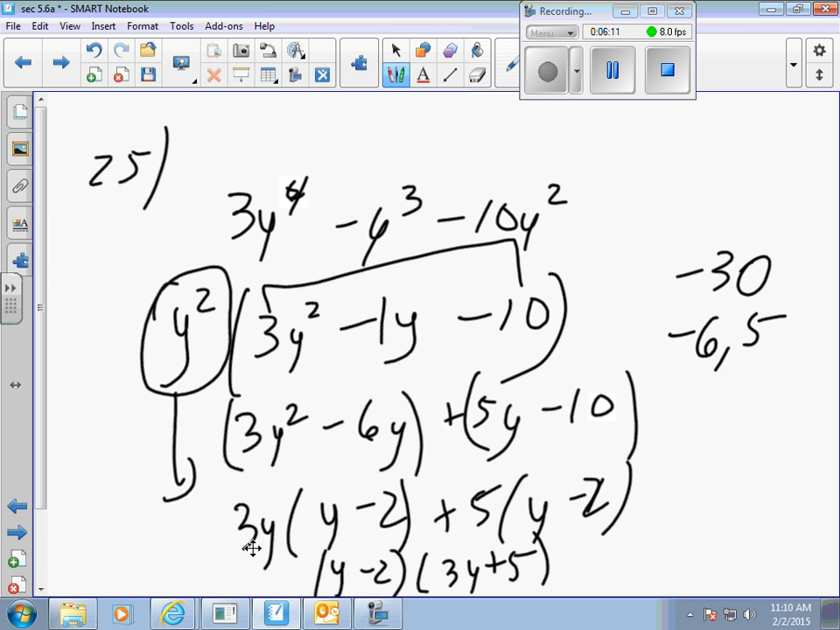And don't forget to bring your greatest common factor down. So y squared goes out front.